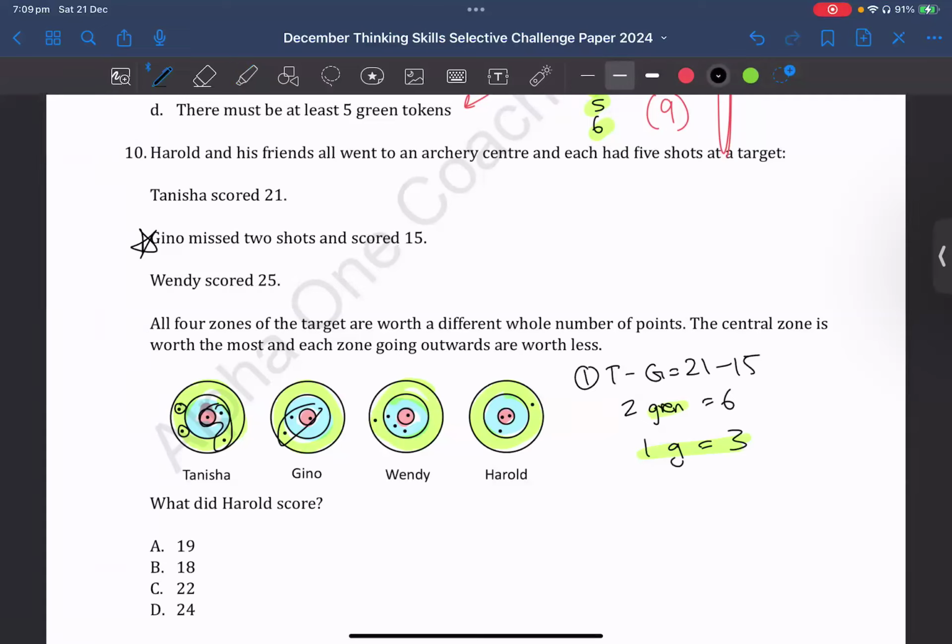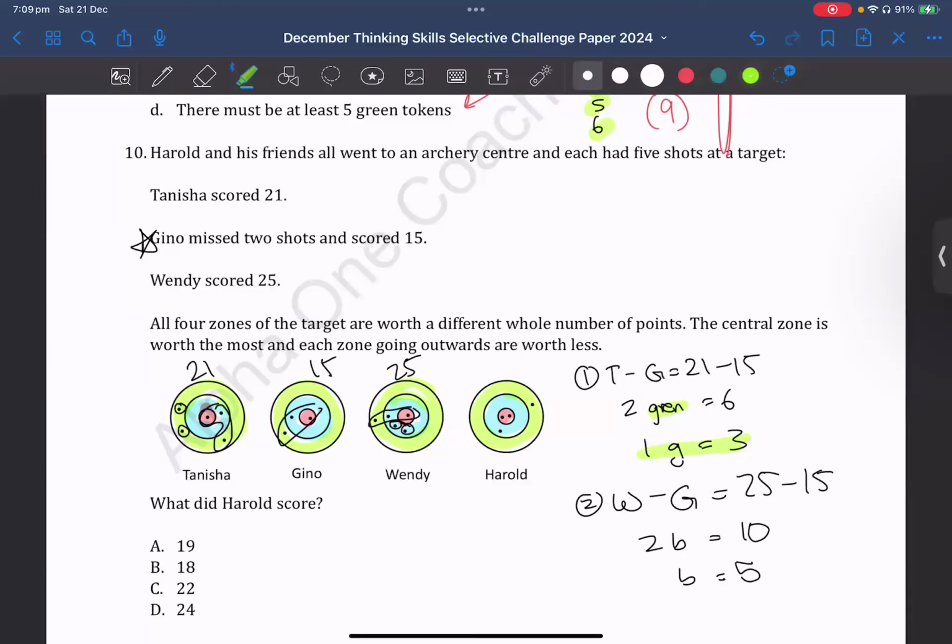So moving on to the next zone. I'm just going to write here 21, 15, and 25 for my own reference. I noticed that there's 3 in a row here, and there's 2 blue. So the next thing I'm going to look at is Wendy minus Gina. And that's going to be 25 minus 15. So 2 blue is going to be equal to 10, which means 1 blue is 5. And that's another important one.